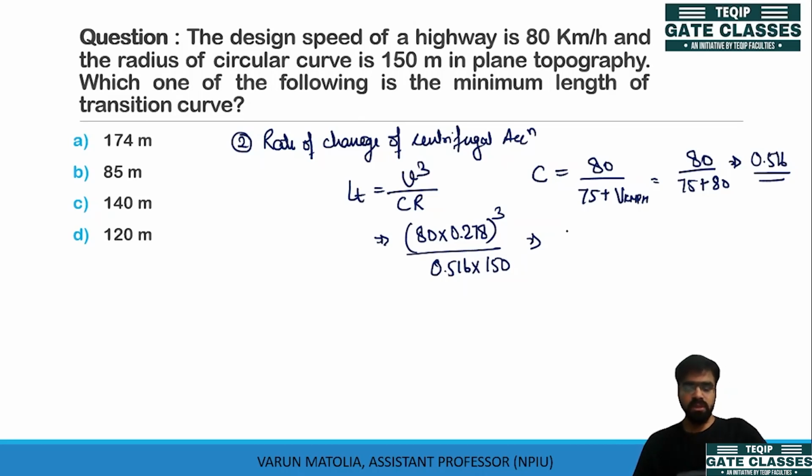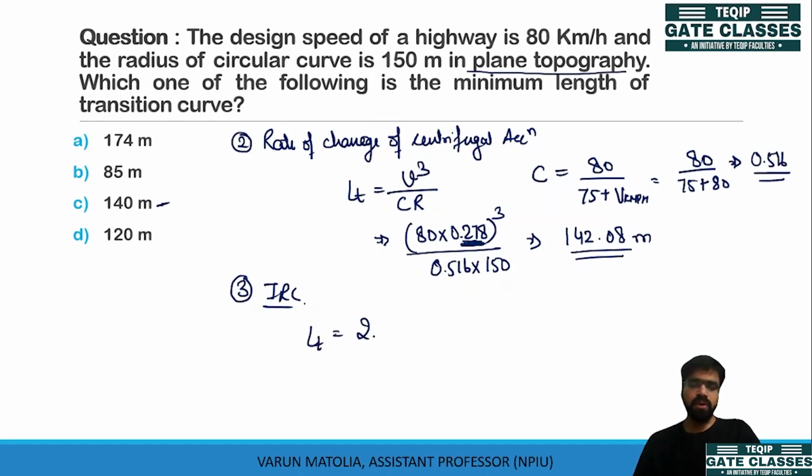The answer is coming out to be 142.08 meters. As this is not exact, it is rounded off in the last value. You can say that it is nearer to this value, but we need to find out from the IRC formula also. For plain topography, the formula is given as 2.7 times V kmph square by R. Let us see what value of length of curve we get from this formula.